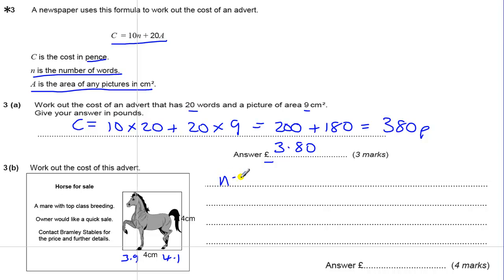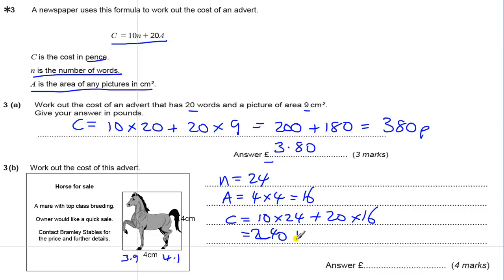Number of words, n, is equal to 24, and the area is going to be 4 times 4, which is 16 centimetres squared. And then we put the numbers into the formula. We get C equals 10 times 24 plus 20 times 16, and again that's 240 plus 320, which is 560 pence, and then we convert that into pounds to get £5.60. Again, it will cost you a mark if you don't convert it to pounds.